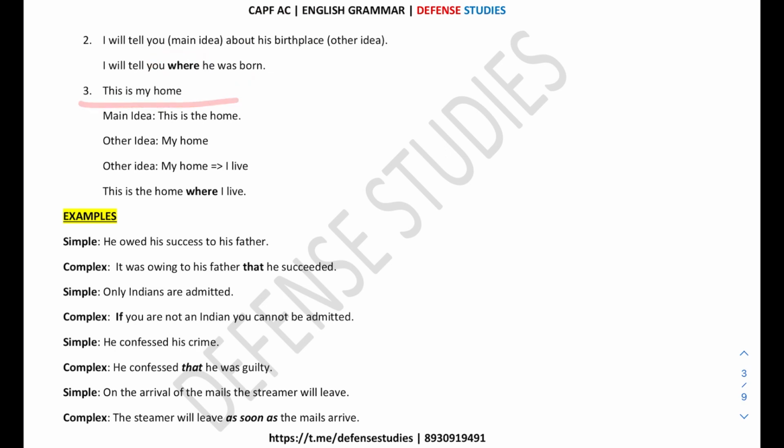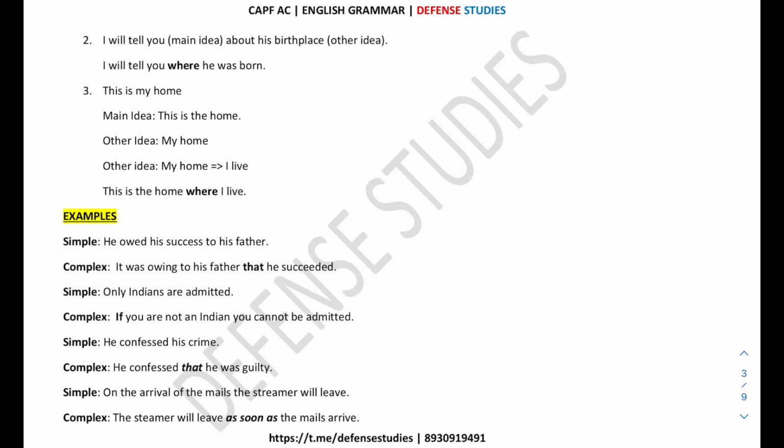Next is, this is my house. The main idea is this is the home, the other idea is my home, and we have converted the other idea into another meaningful sentence: this is the home where I live. So in this way you can convert a simple sentence into a complex sentence. Now see other examples.